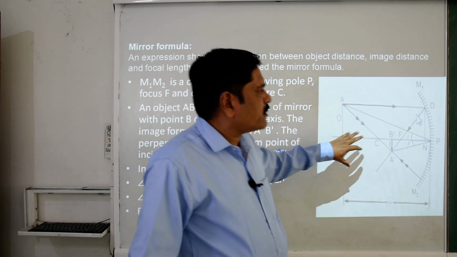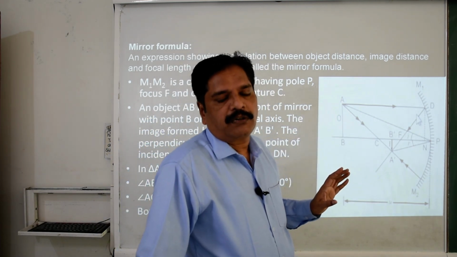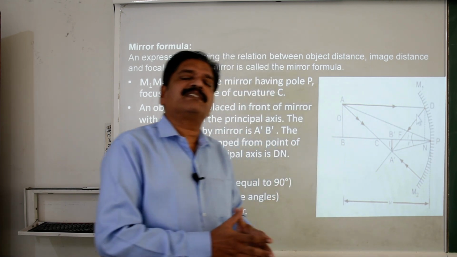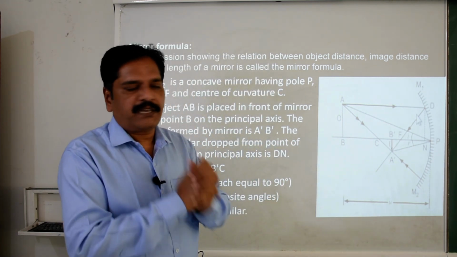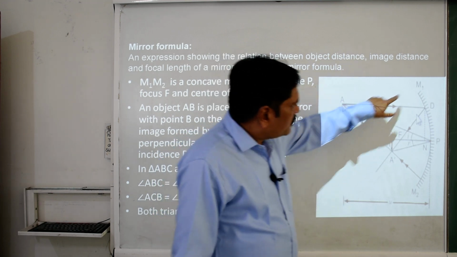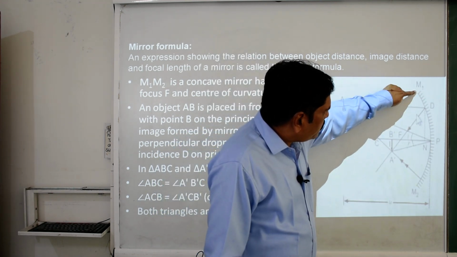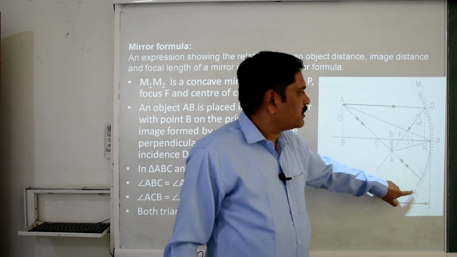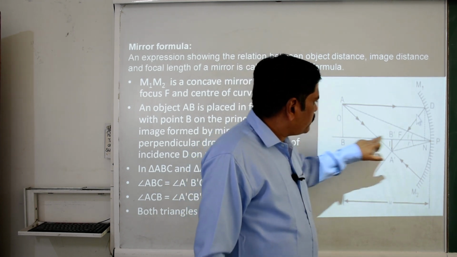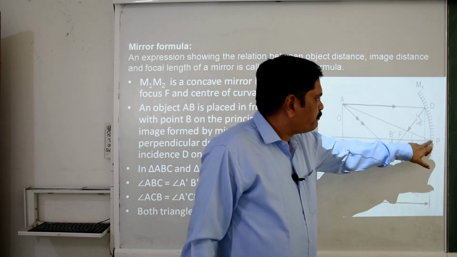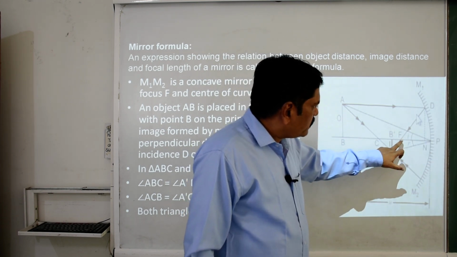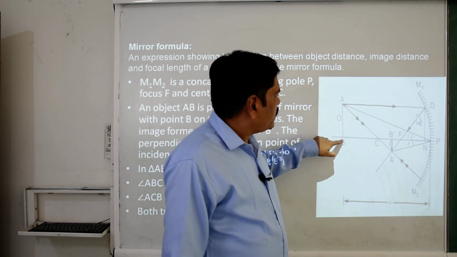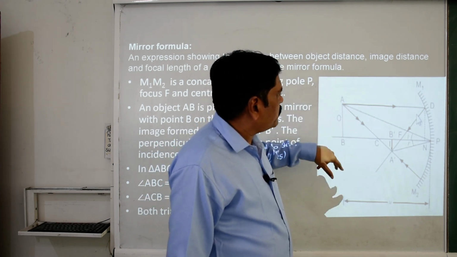Here we are talking about image formation, the mirror formula derived for the concave mirror when the object gives a real image. You can see that this is the concave mirror. Here M1 and M2 is the aperture, so you can say that it is the mirror. Then this is the principal axis where P is the pole. You can see that AB is the object, placed perpendicularly above the principal axis.